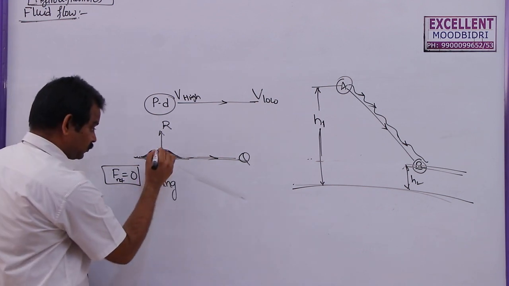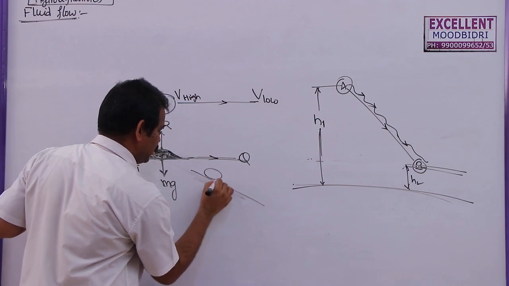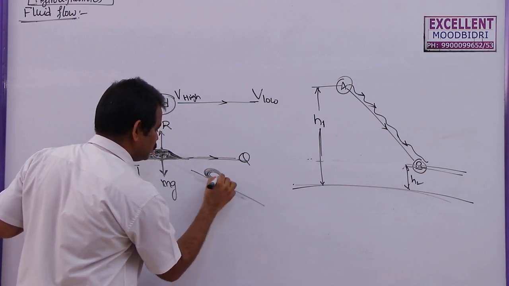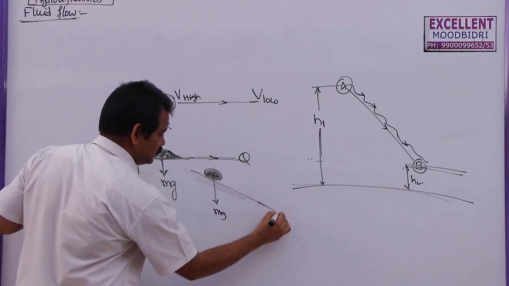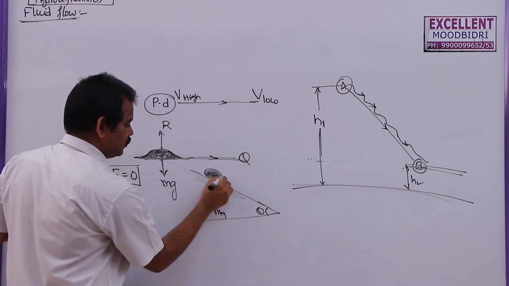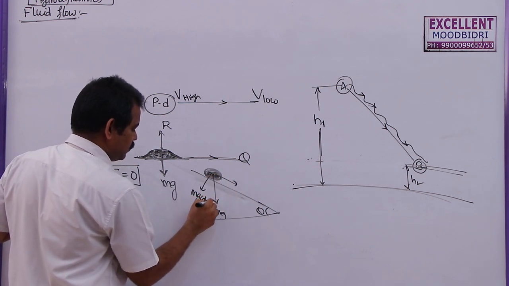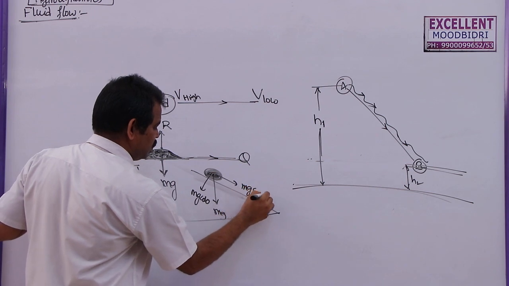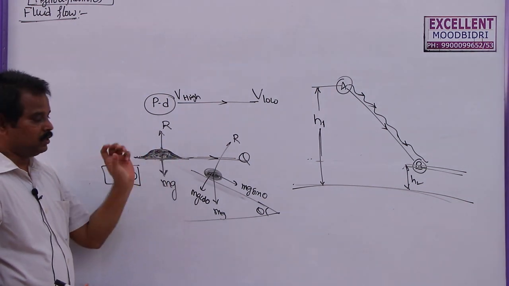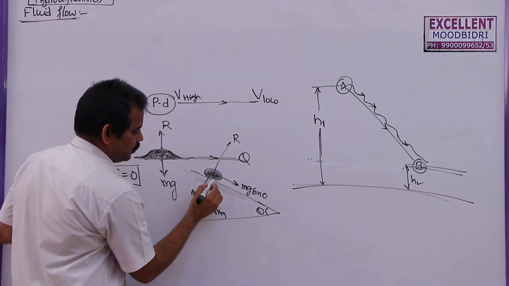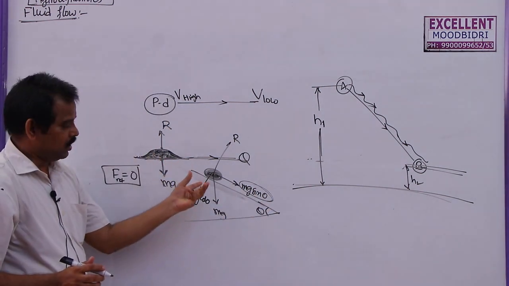Now, if the same water drop is kept somewhere here, what are the forces acting on this water drop now? This is mg. Let us say the plane is inclined at an angle theta. This component will be mg cos theta. This is mg sin theta. This is the normal reaction R. So what are the forces acting on this body? We know this is the driving force. Already we studied this in laws of motion.